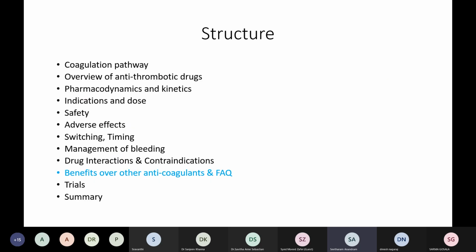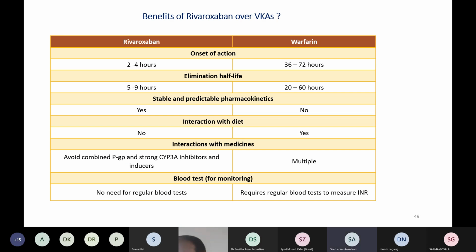So now coming to the benefits of NOACs over other anticoagulants. Broadly, in my view, most of them have a similar safety profile. However, there are certain conditions where you may prefer one over the other. So what is the advantage of rivaroxaban over warfarin?